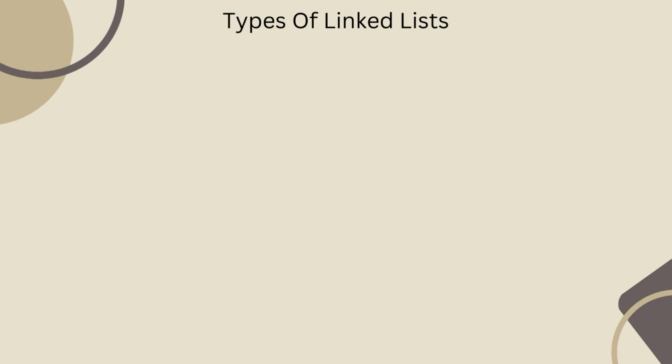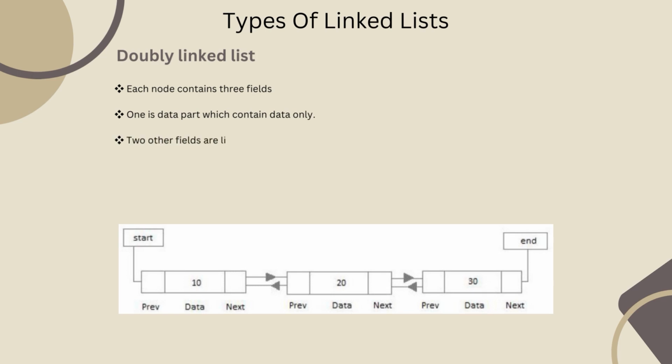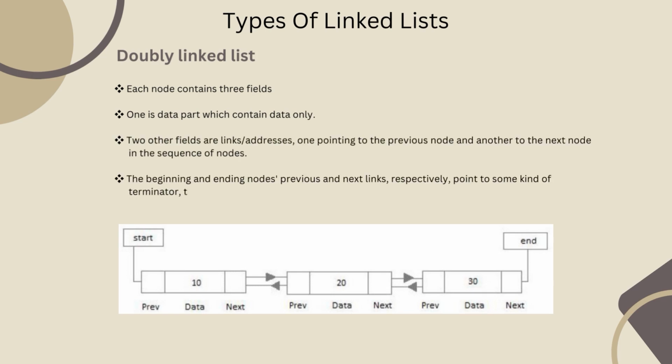The second type of linked list is the doubly linked list. In a doubly linked list, each node contains 3 fields. One is the data part, which contains the data only. The 2 other fields of the node are links or addresses, one pointing to the previous node and another to the next node in the sequence of nodes.